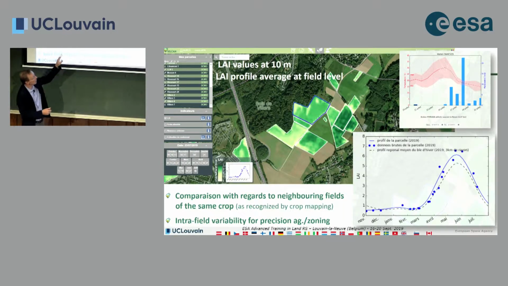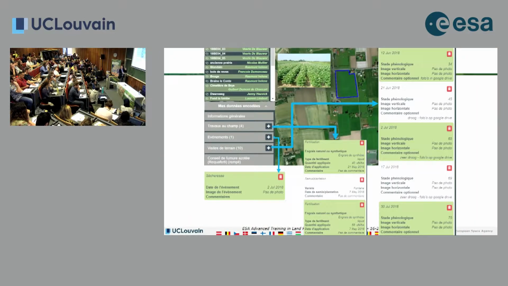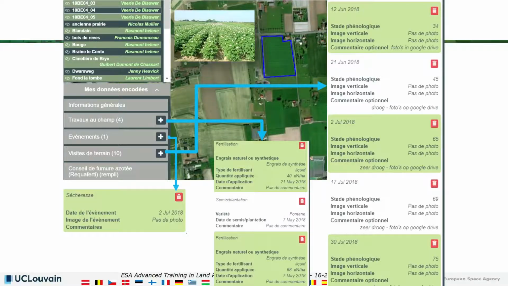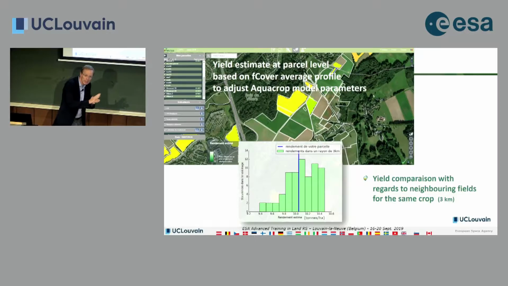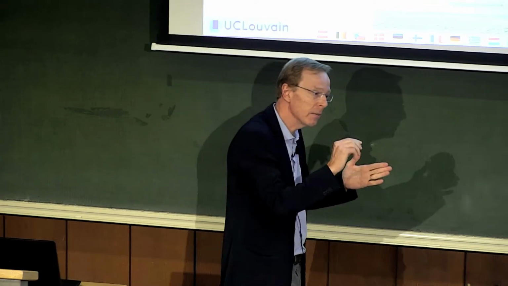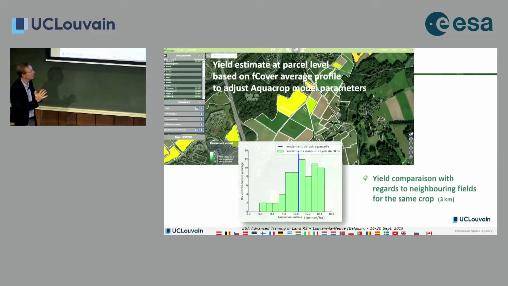They can also look at the intra-field variability, of course, for management unit zoning, as Mirko explained this morning. Of course, this platform allows the farmer to put also many things that they are doing on their field, but we use also the F-cover that we retrieve from Sentinel-2Agri to model the AquaCrop. AquaCrop is a yield model developed by FAO, which is a very simple one, but good enough for us.